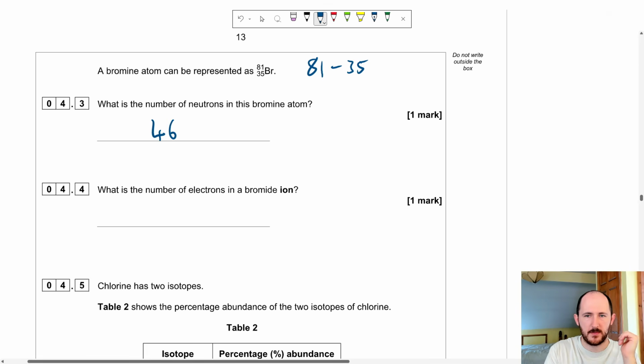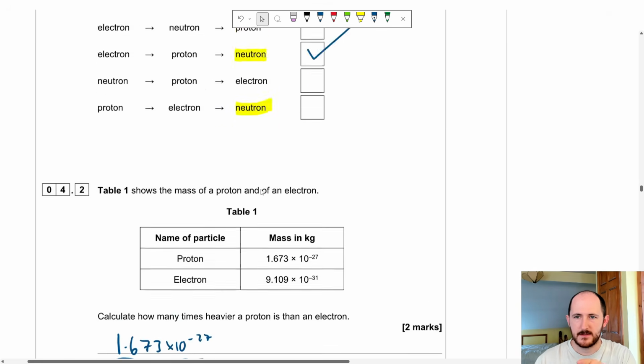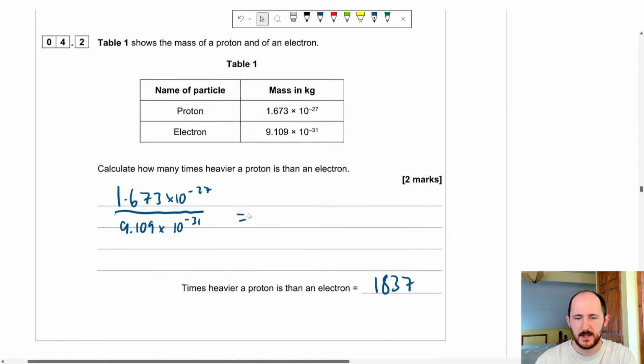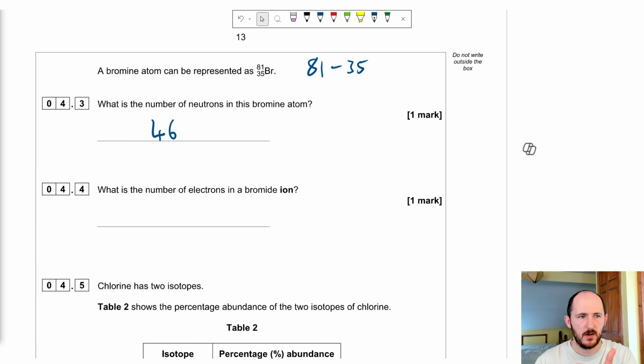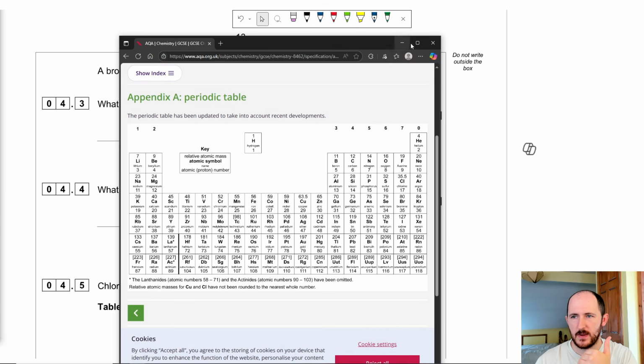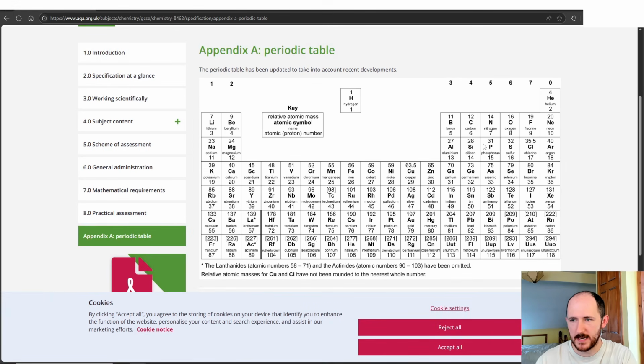Well, it's a calculator paper, by the way. Then it says, what is the number of electrons in a bromide ion? Now, we're talking about halogens here, but let's say you weren't too sure. Remember, you have access to a periodic table in your exam. Don't be afraid to use it. Bromine is over here. It is in group 7. Remember what I said in the last question, right?